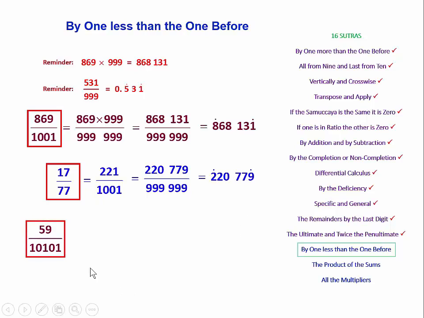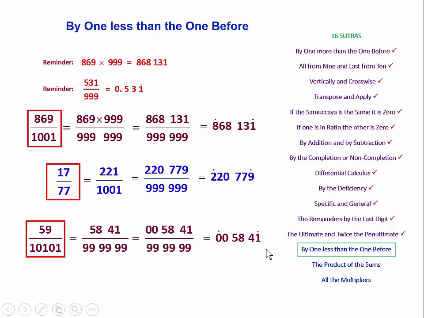And here's another example. 10101 is in the denominator, but if we multiply by 99, we get a series of 6 9s. And we know how to multiply 59 by 99 by this method up here, and so that's what we get. We put in a couple of zeros, so we have as many figures in the top as in the bottom, and then we can write down the recurring decimal like that.